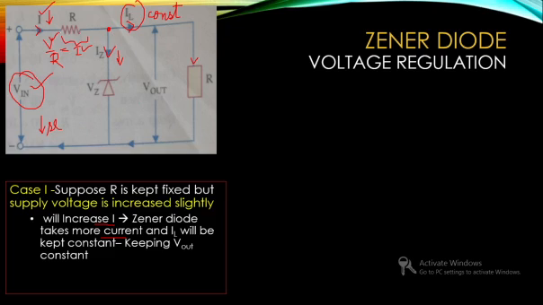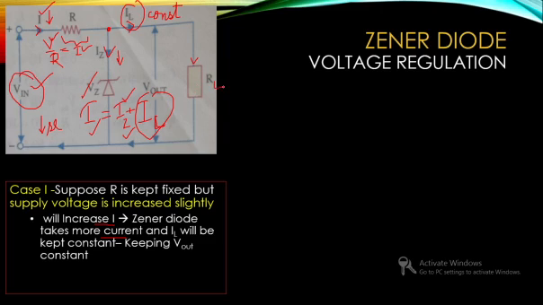Okay, so we know I is equal to IZ plus IL. So accordingly, when one increases the other decreases; to keep one constant, the other will decrease or increase. Because we need to remember the equation I is equal to IZ plus IL. So if IL is constant, if I increases IZ also has to increase, if I decreases then IZ also has to decrease, so that IL will always be kept constant, so that we can ensure a constant output across the load resistance RL.